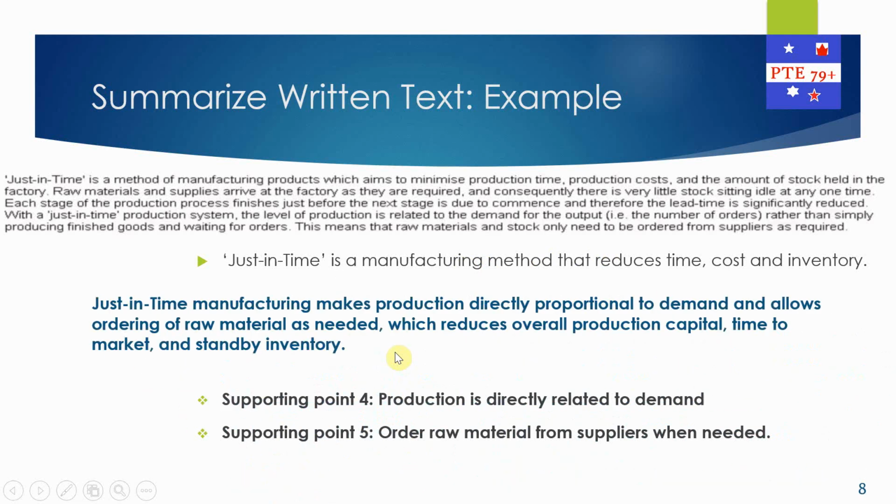So there is another way you can write it. You can write the supporting points first and then write the main idea at the bottom, like this. Just in time manufacturing makes production directly proportional to demand and allows, because we have used and here, right, and allows ordering of raw material as needed, which reduces overall production capital, time to market, and standby inventory.